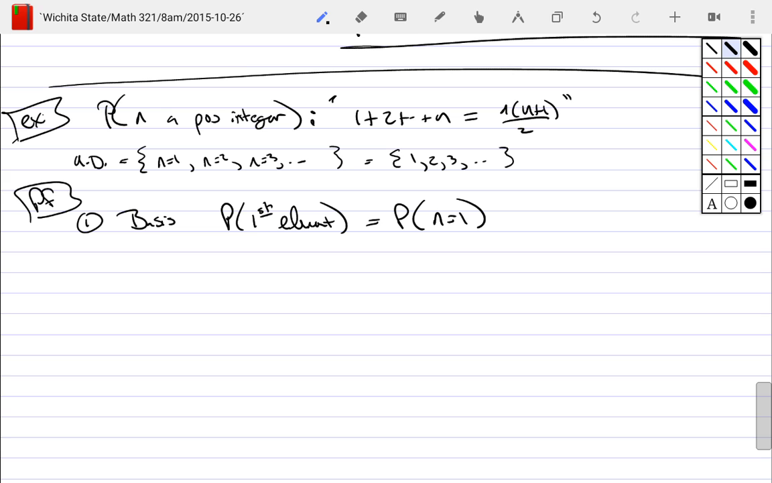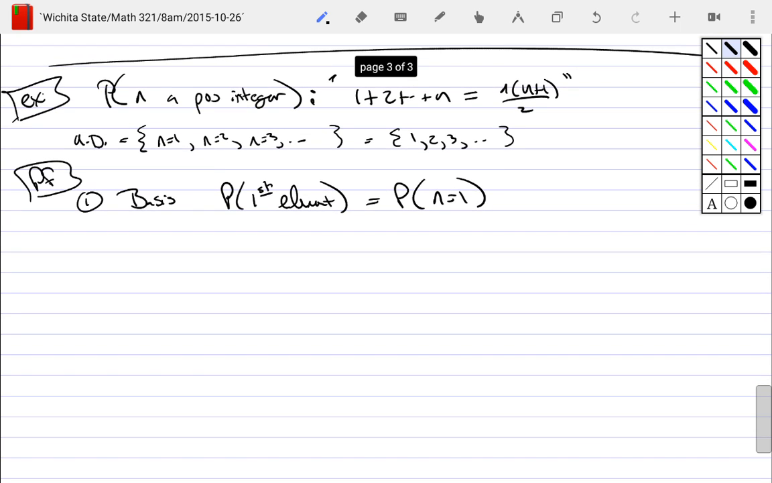Anyways, so my first element is P of n equals 1. What does that mean? If I plugged in n equals 1, what's supposed to happen? 1 equals 1 times 1 plus 1 over 2. So P of n equal 1 denotes what? What's the left-hand side of that equal sign? 1. What's the right-hand side? 1 plus 1 all over 2. Is that true? Yes, that's true. 1 equals 1. That's what I want to have happen. So a lot of the problems we deal with are algebra, right? Hey, look, this is equal. Yeah, that's a tautology.